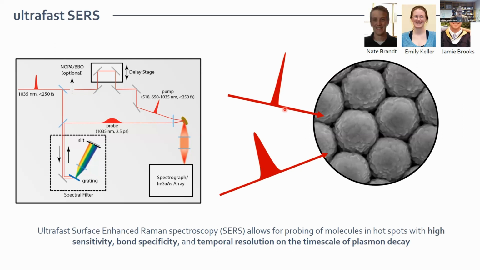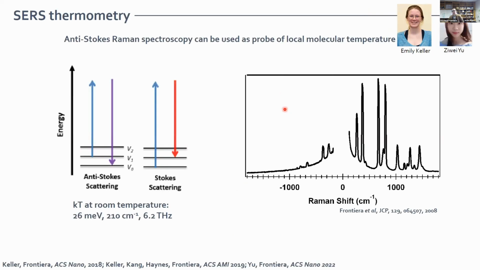Particularly on this time scale. Okay, so we've used this search technique to look at a number of different processes. Focusing on the photothermal element of our research, one of the areas we've investigated is applying Raman thermometry to these types of systems to understand essentially how hot, or more specifically, what the vibrational kinetic energy is of molecules in these hotspots on this femtosecond picosecond timescale.